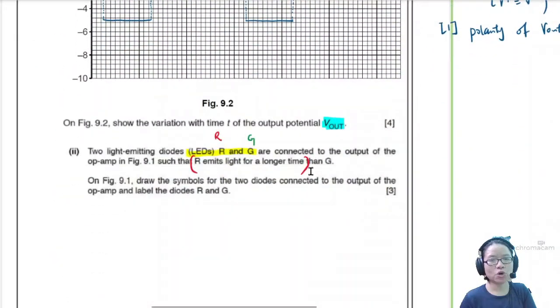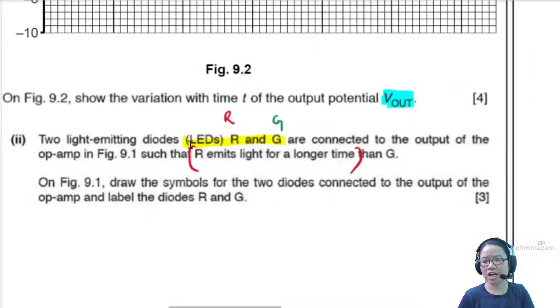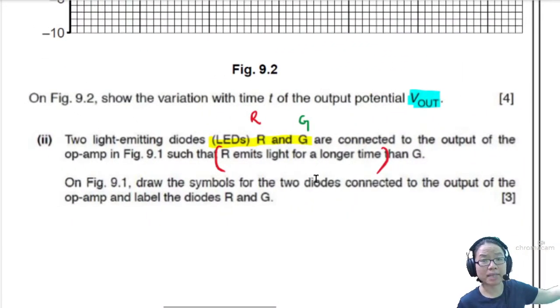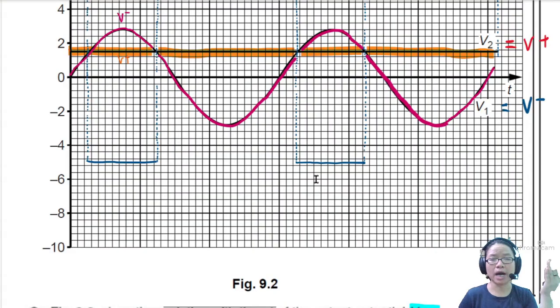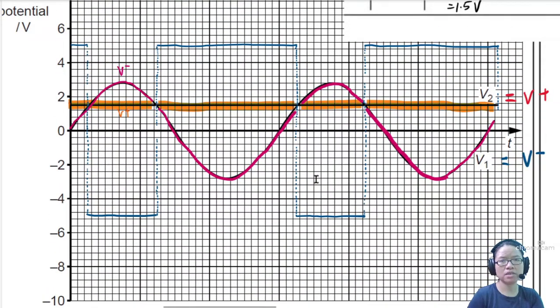Alright, anyway, we're now going to put LED such that R emits light longer time than G. So which one should be R? Let's stare at our screen. Of course, miss, this must be R, because this positive 5 volt occurs at a longer time than the negative 5 volt. So meaning this one is G.